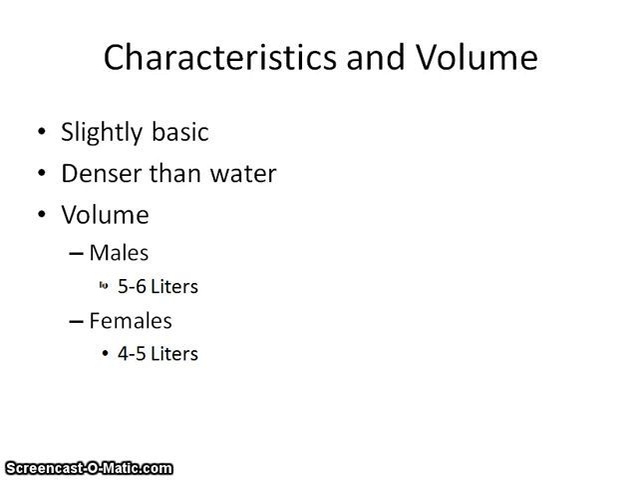So blood is slightly basic, and that has to do with the pH scale. So remember, 0 to 14, blood is slightly basic. So it's just over onto the 7+ side. So usually around 7.3 to 7.45, somewhere in there. It is denser than water, and males have generally about a liter more than females, and that's really just due to body mass.